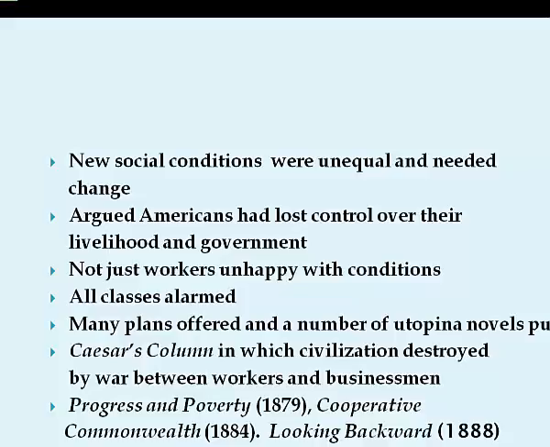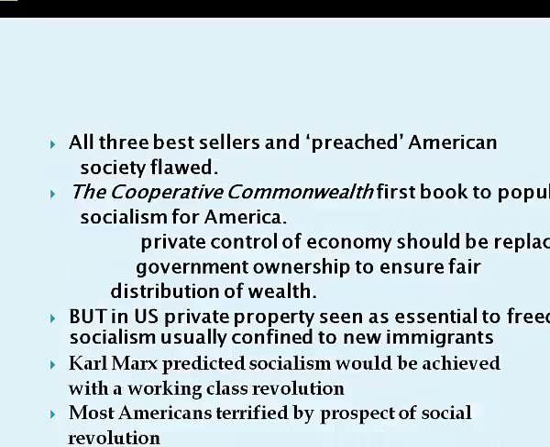By the end of the 19th century, an unprecedented number of utopian novels were published, including Caesar's Column, in which civilization was destroyed in a brutal war between workers and businessmen. The most popular books offering remedies for the unequal distribution of wealth were Progress and Poverty in '79 and The Cooperative Commonwealth in '84. And you don't need to know the names of the people who wrote those. All 3 books were bestsellers and spoke to the growing belief that American society was deeply flawed.